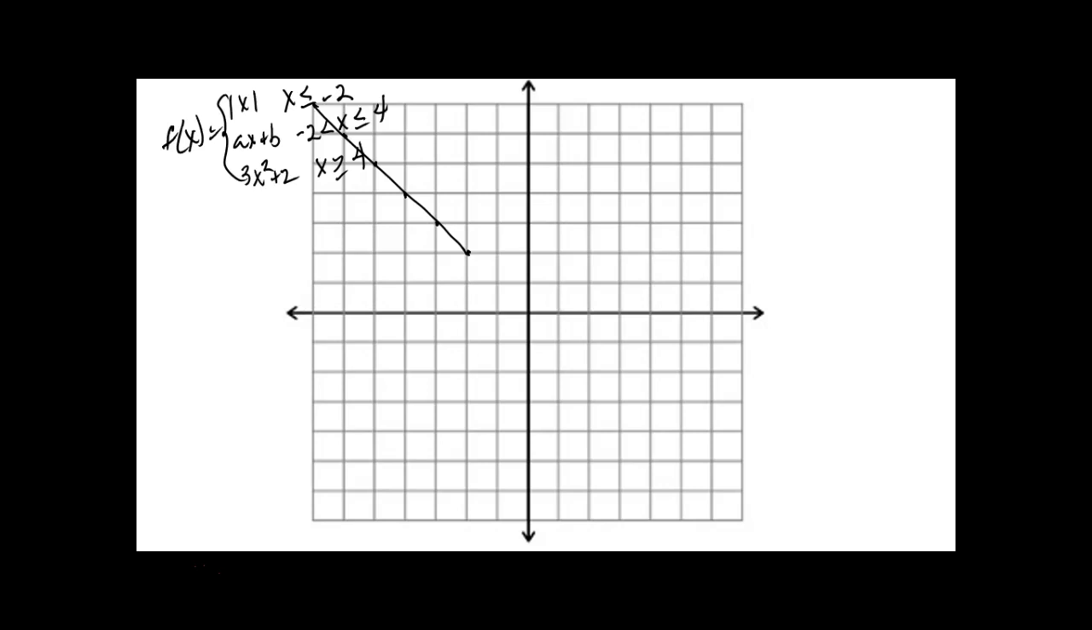So let's do 4 first. 4 squared is 16, 3 times 16 is 48, plus 2 is 50. I'm not going to get it on this thing. So at 4, this is equal to 50. All right. So we have 2 points here. We have the point -2, 2, and we have the point 4, 50. And we need a line that connects those two between -2 and 4.